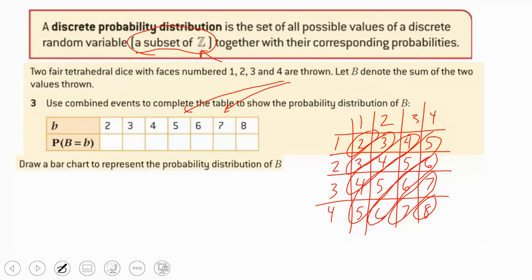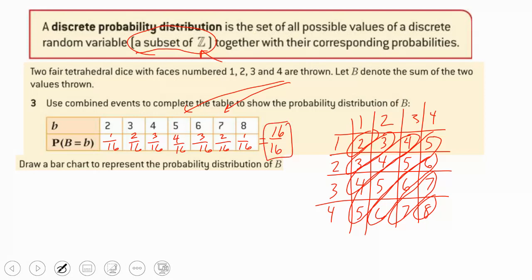And so out of 16, how many of them are 2? That would be 1 out of 16. 2 out of 16 are 3s. 3 out of 16 are 4s. 4 out of 16 are 5s. And then we start working our way back down again. And so you can note here that these add up to 16 out of 16. So the total probability is all the events.